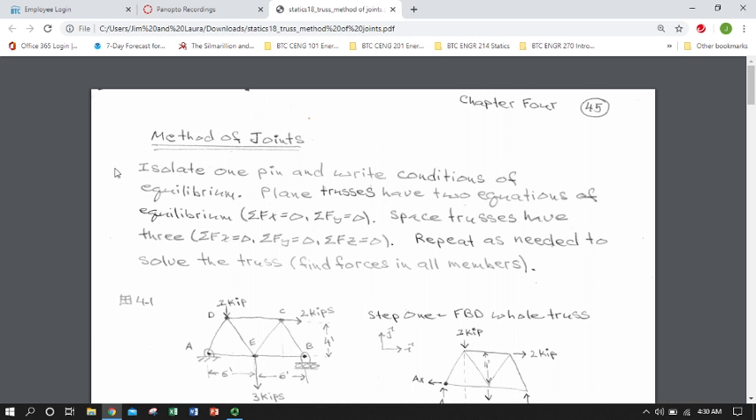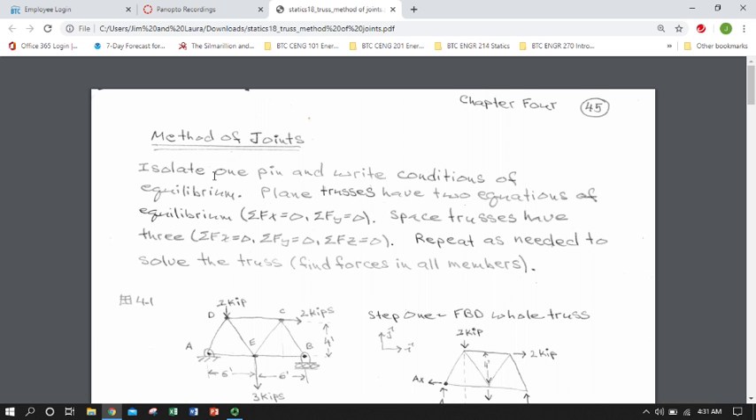And I'm going to run through the definition here and step through example 4.1 that we started the last time we had a class meeting. So to do the method of joints, usually you will start by finding the support reactions by doing an FBD of the entire truss, putting it in static equilibrium and solving for the support reactions.